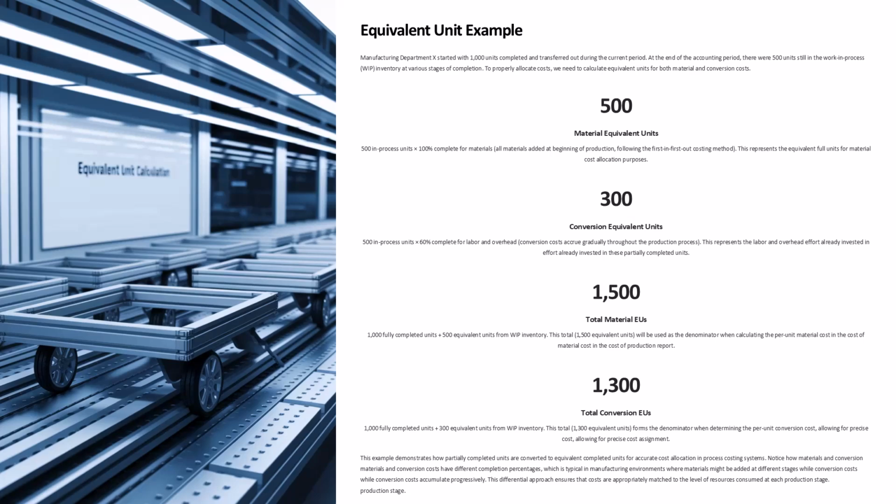If this pet food manufacturer also completed 1,000 units during the period, their total equivalent units would be 1,500 for materials and 1,300 for conversion, 1,000 completed plus 300 equivalent. For a company like Sherwin-Williams, this approach allows accurate costing despite having thousands of gallons of paint in various stages of mixing, tinting, and packaging. The beauty of equivalent units is its ability to create a standardized measure for heterogeneous completion states.